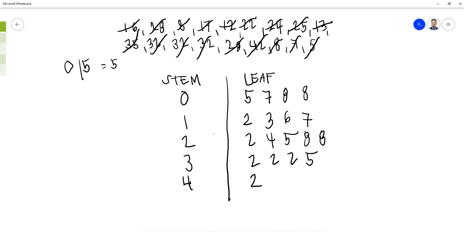We will now count the number of digits in the leaf. 1, 2, 3, 4, 5, 6, 7, 8, 9, 10, 11, 12, 13, 14, 15, 16, 17, 18. It should be 18. So our stem and leaf plot is correct.